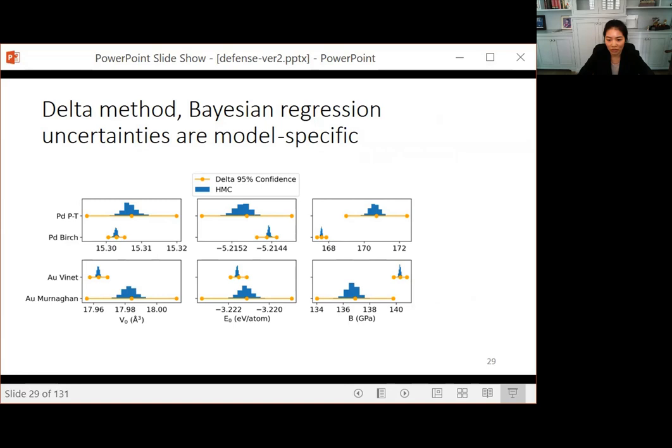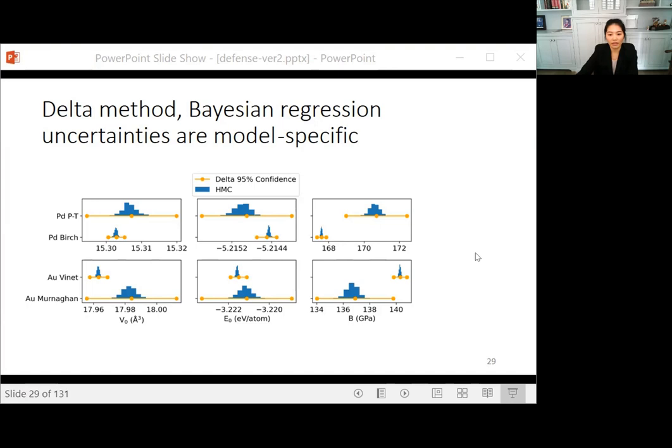it's easy to see that these uncertainties are not overlapping with each other at all. So it doesn't include the model selection uncertainty. And you also see it for something like, if you had trained a Birch model and got this distribution for equilibrium energy, this uncertainty isn't telling you that if you had used a different model for your tarantula, you would have gotten a different equilibrium energy.